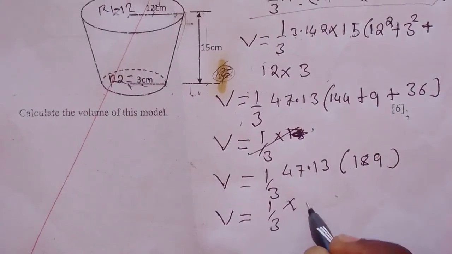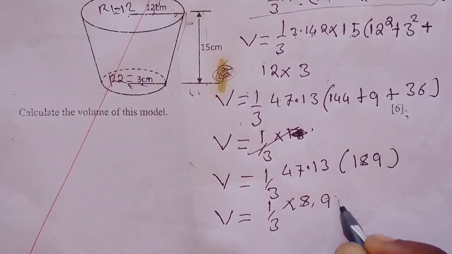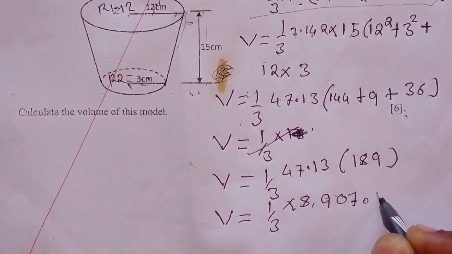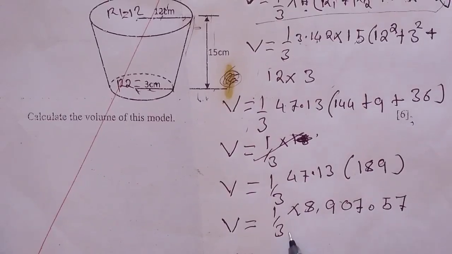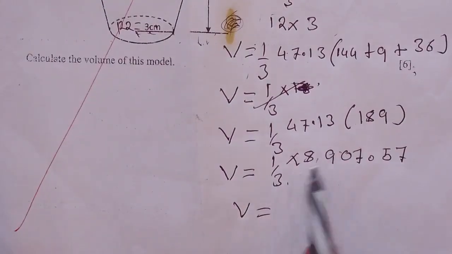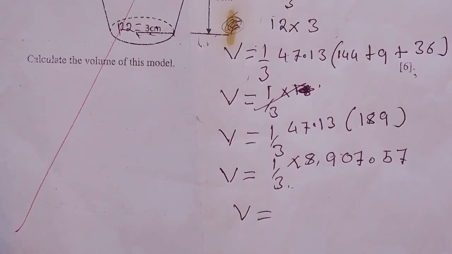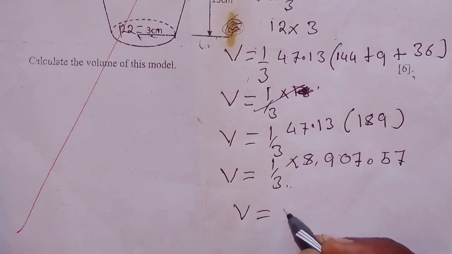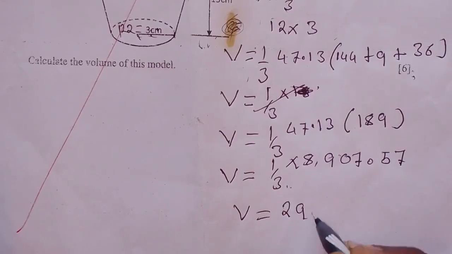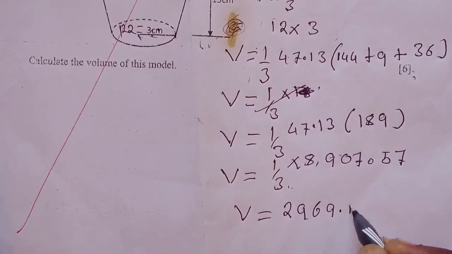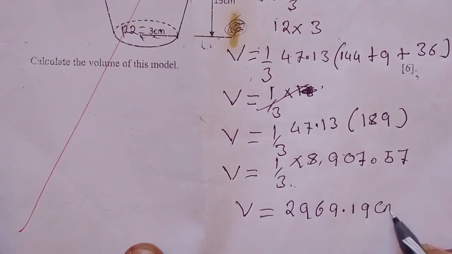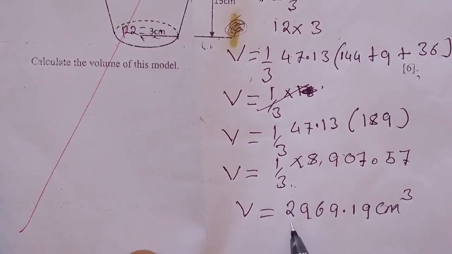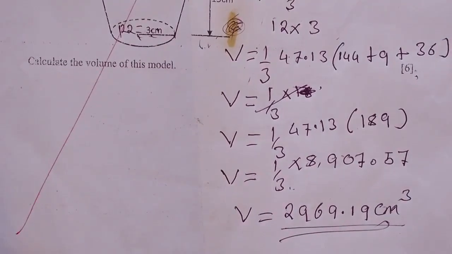So I'm going to have our volume is equal to 1/3 multiplied by 8,907.57. Just divide by 3, and this will give us our volume to be 2969.19. Remember, volume is measured in cubic centimeter or cubic meter. So this is the volume of this model, which is the same as the frustum.